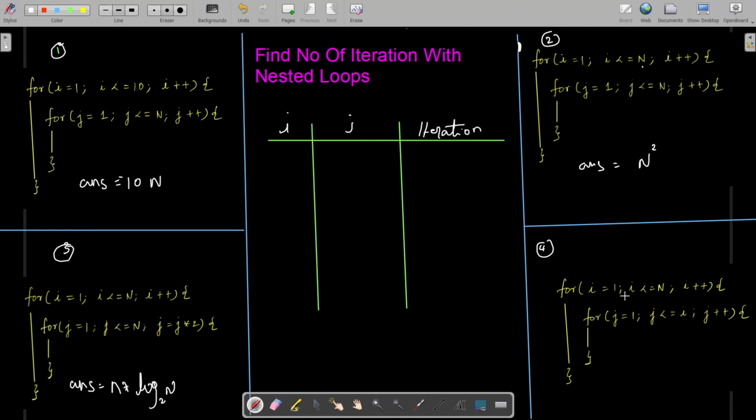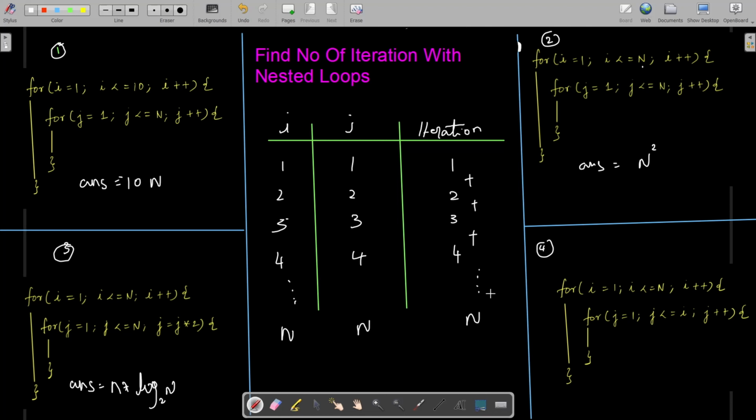i equal to 1, i less than or equal to n, i plus plus. Let's take if your i is 1. How many times will the j loop run? The j loop will run 1 time. It will run only i times, right? So if i is 1, the total iteration is 1. If my i is 2, the j loop will run 2 times, so the total iteration is 2. If i is 3, the j loop will run 3 times, so the total is 1 plus 2 plus 3. If i is 4, the j loop will take 4 times.